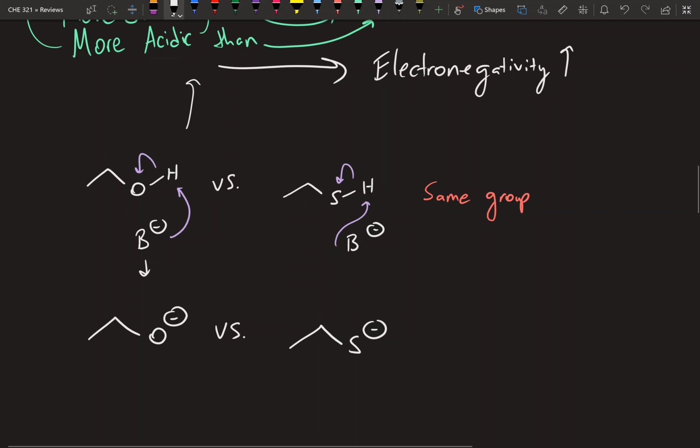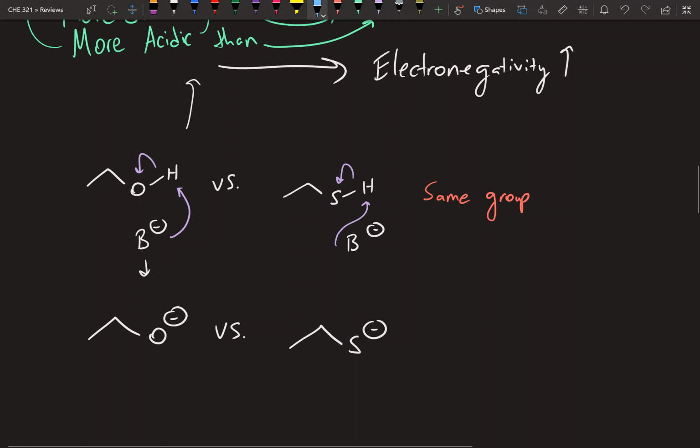Now we're going to be comparing this conjugate base with the sulfur conjugate base. Remember that the whole point is that the more stable your conjugate base is, the more readily the original acid will give up a proton to form that stable conjugate base, and therefore the more acidic it is. If we look at electronegativity, this oxygen is higher up on the periodic table than the sulfur, so we would think that it's going to be more acidic, but it's not.